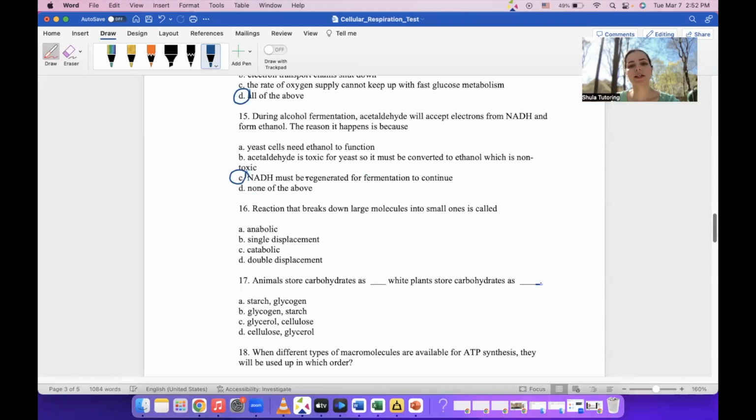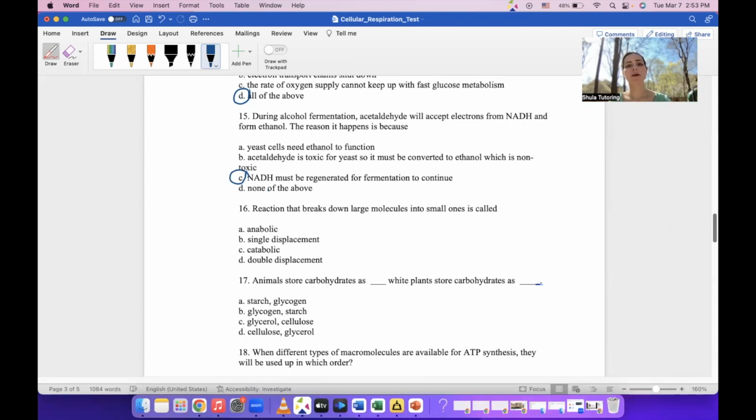So why is that true? Because during glycolysis, we will load NAD plus with electrons. And in the end, those electrons will go to the electron transport chain and they will be used there. If we cannot proceed with the citric acid cycle and electron transport chain, then we run into the problem that we have NAD plus loaded with electrons, but they have nowhere to go.